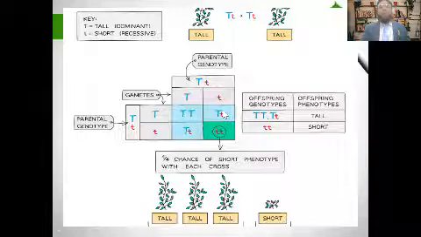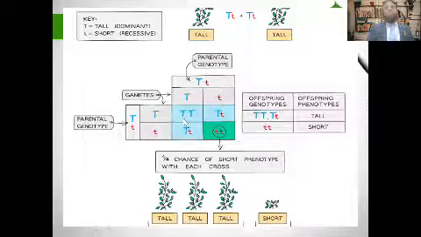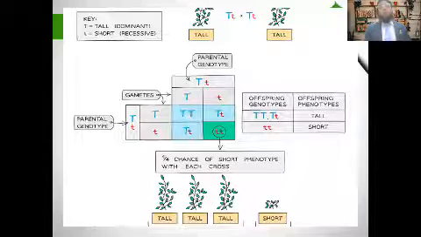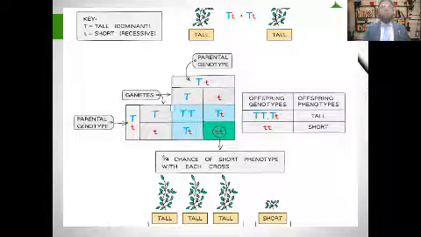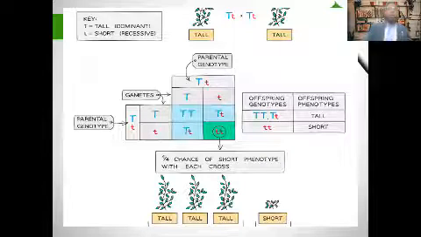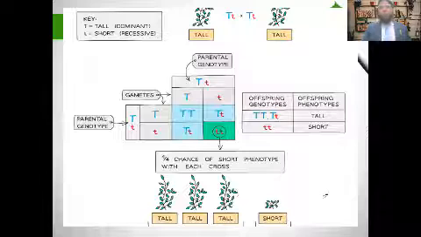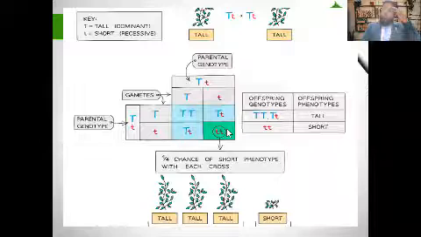If you're asked how many tall are there, three tall and one dwarf. In the three tall, one is pure tall, homozygous dominant, and two are heterozygous tall. But one is dwarf. If you are asked the percentage, 75% are tall and 25% chance of dwarf, 1 out of 4. So the ratio that we get here is 3:1, because 3 are tall and 1 is dwarf: 75% tall and 25% dwarf. So the ratio is 3:1.